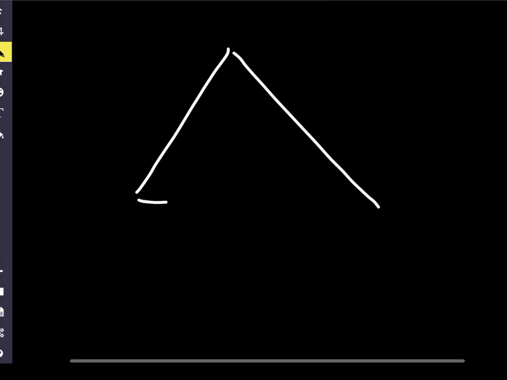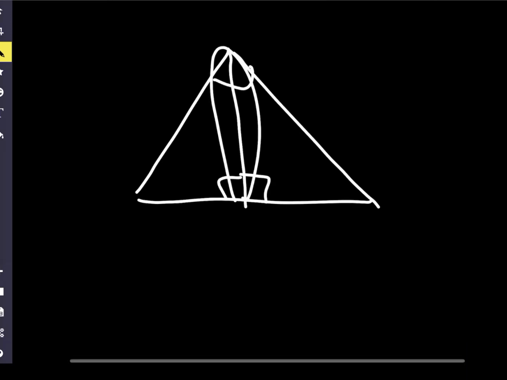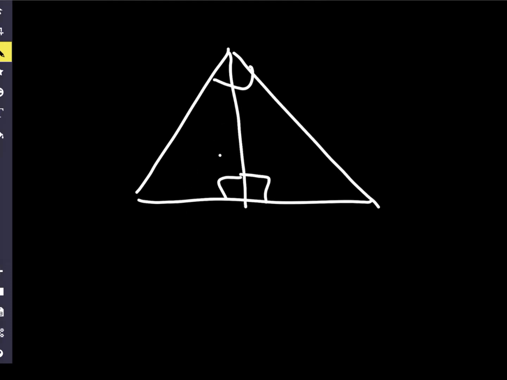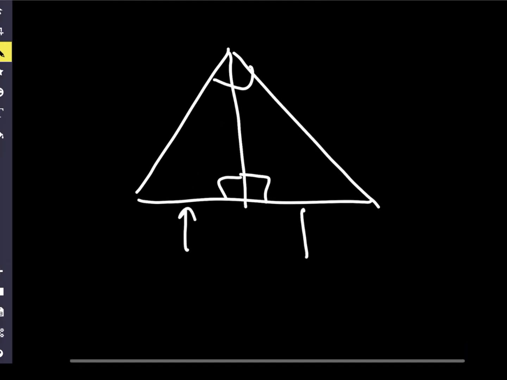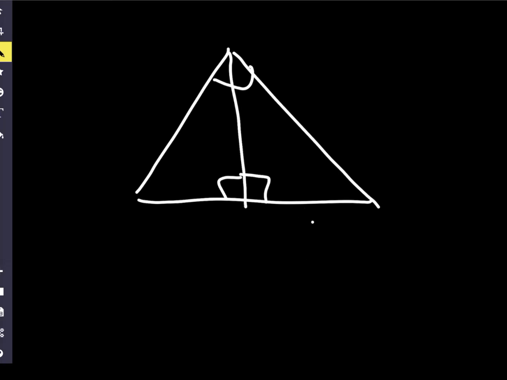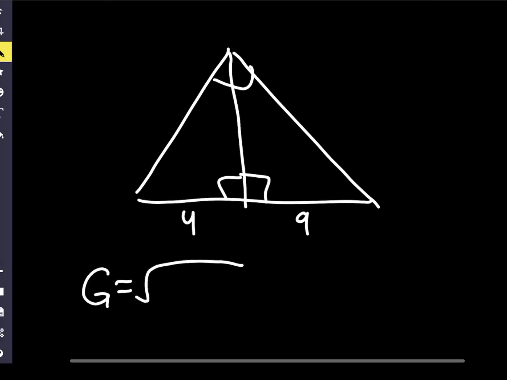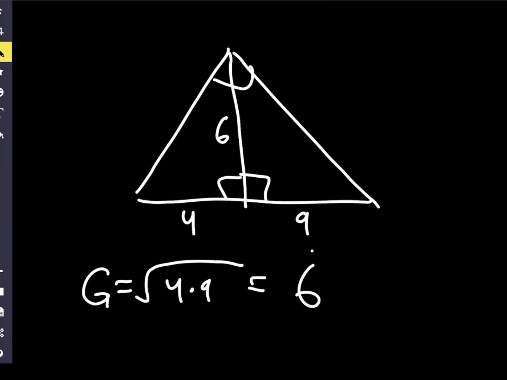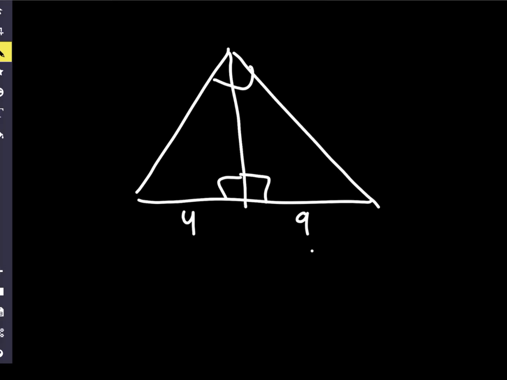Now what happens is, when we create this right triangle, let me just do a quick sketch of it. The altitude side is going to be the geometric mean of these 2 mini sides. For example, if this side was 4 and this side was 9, the geometric mean of 4 and 9 is 6, and the altitude is going to be 6. The altitude is the geometric mean of the smaller sides. So that is one important thing.